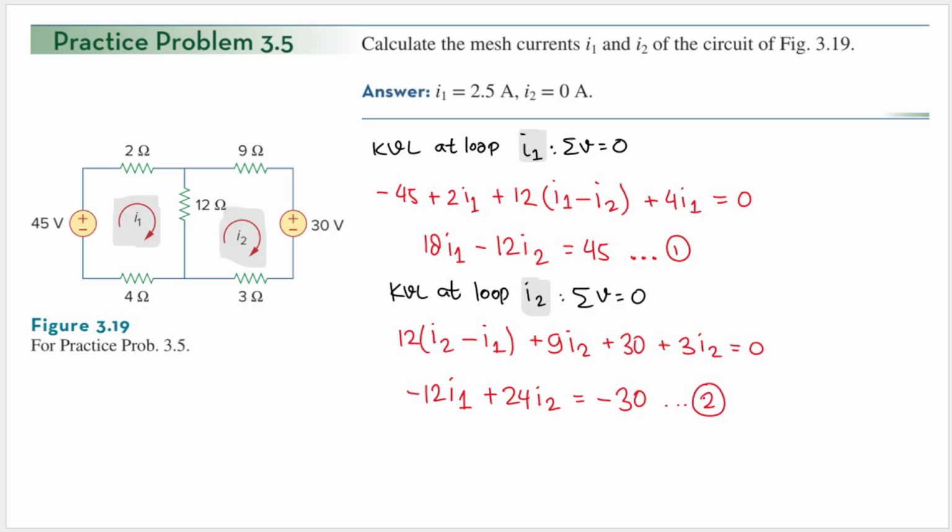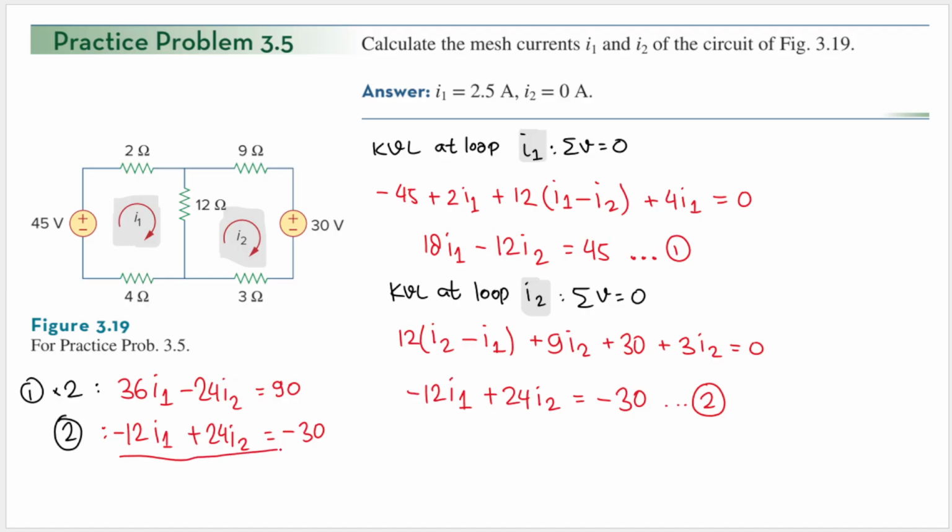Okay, we have two equations with two variables. Maybe we can just use elimination here. Because this one here has minus 12 and this one here has 24, I think we can eliminate I2, right? So equation 1 multiplied by 2. We will have 18 multiplied by 2, that will be 36I1, and then minus 24I2, and that will equal 90, right? We multiply both sides by 2. And the second equation, I don't need to multiply by anything, or it's multiplied by 1. So we will have minus 12I1, and then plus 24I2, and all of that will equal minus 30.